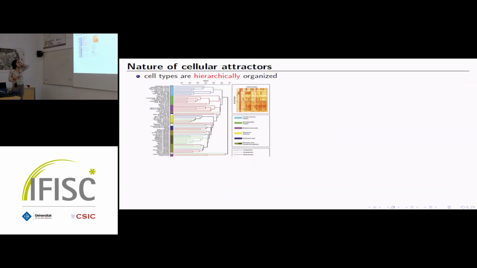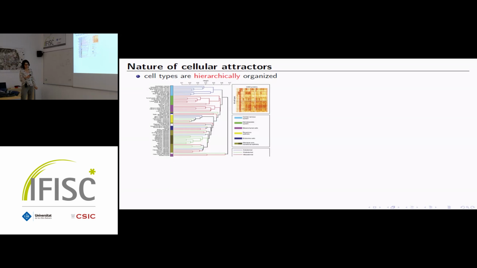And so we thought we could do something similar with genes, so encode cellular attractors in couplings between genes. And we started thinking, what kind of attractors are cellular attractors? So they are, first off, hierarchically organized. And this is because of the cell differentiation cascade. So two cells which differentiate quite early are far away, whereas two cells that differentiate quite late are closer.